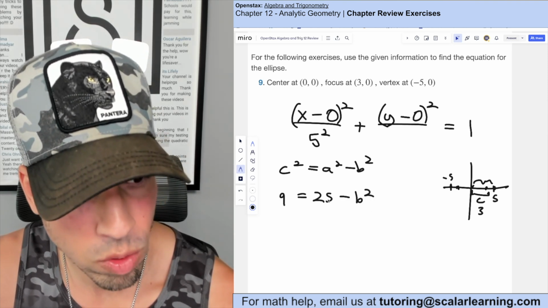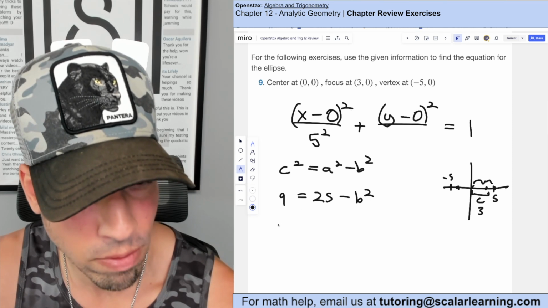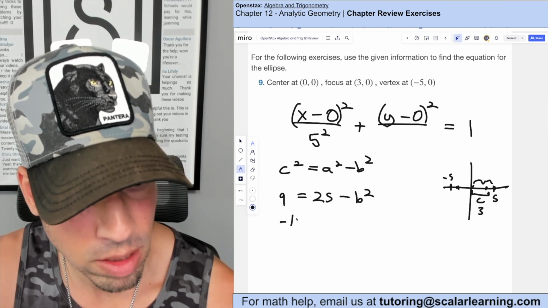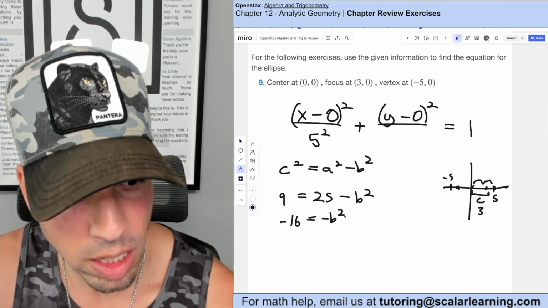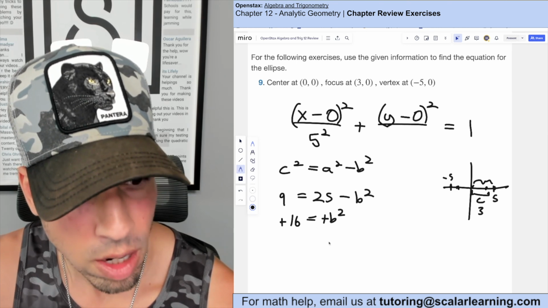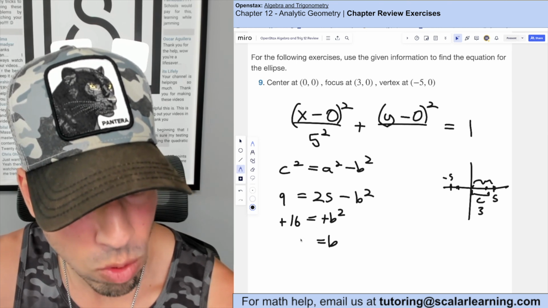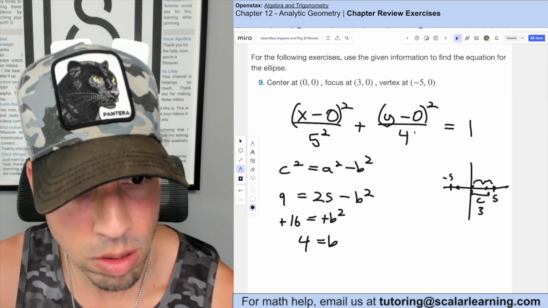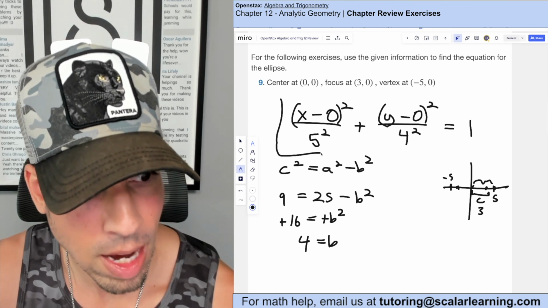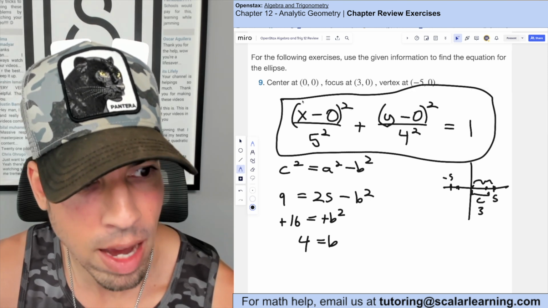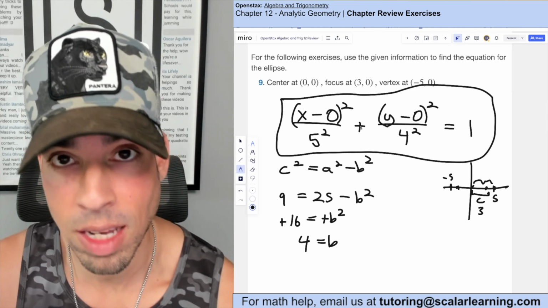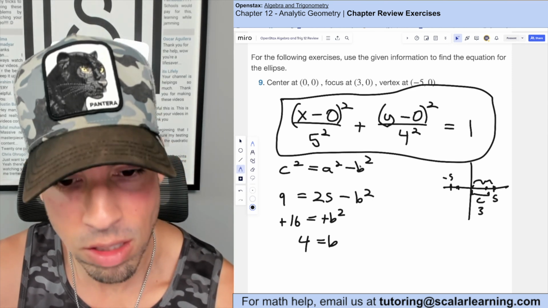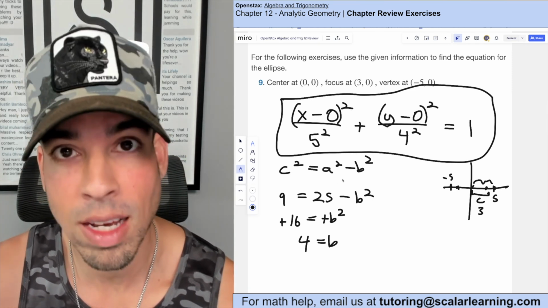So then we're going to subtract 25 from both sides. 9 minus 25 is -16, equals -b squared. Cancel out the negatives, and the square root of b squared, therefore, is 4. So what's going to go under here, therefore, is going to be 4 squared. And that's how you get the standard equation. They might have x as opposed to x minus 0, but as I said, I'm going to leave it there because you can clearly see the center at 0, 0. That's how you do it.